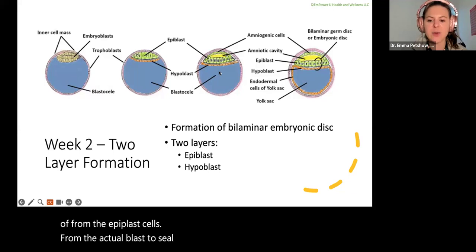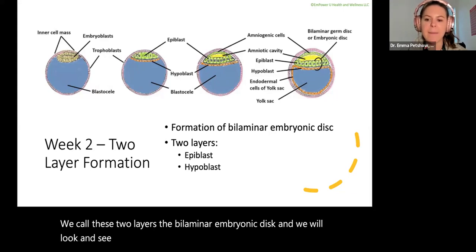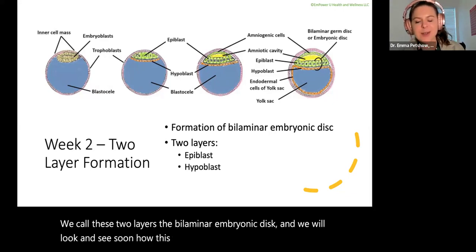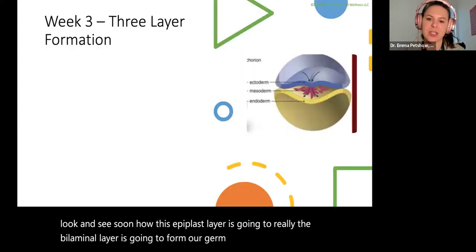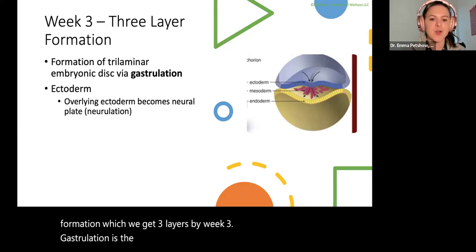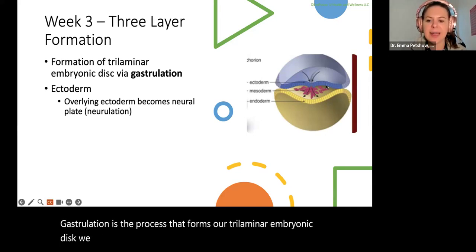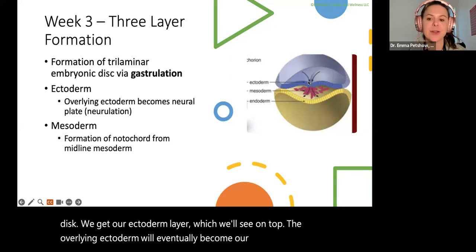We call these 2 layers the bilaminar embryonic disc, and we will see soon how this bilaminar layer is going to form our germ layers, our 3-layer formation, which we get by week 3. Gastrulation is the process that forms our trilaminar embryonic disc. We get our ectoderm layer, which we'll see on top. The overlying ectoderm will eventually become our neural plate through neurulation.